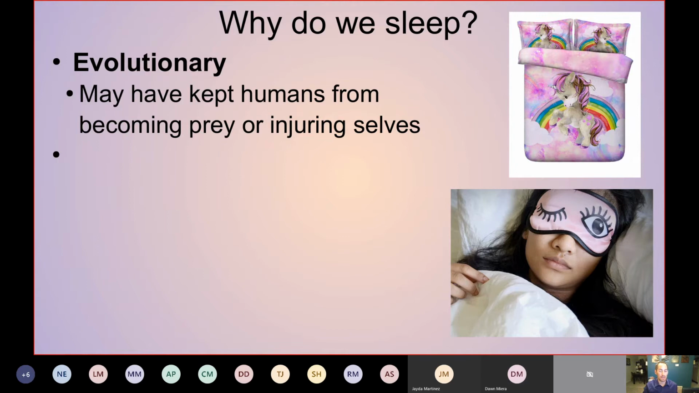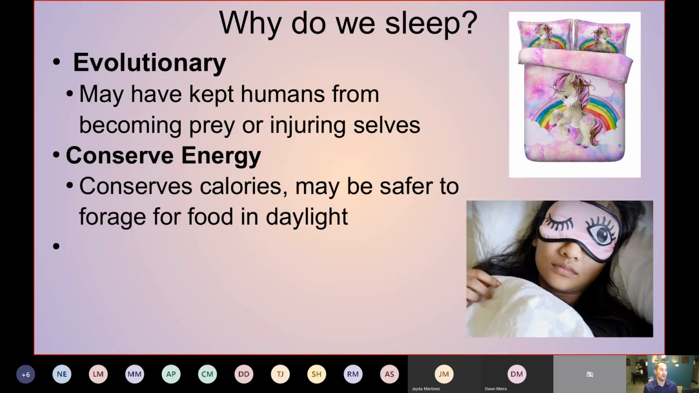So with this, there's not too much evidence on why we sleep. Most of it is hypotheses about why we sleep. So one idea is that evolutionarily, it might have kept humans from becoming prey or injuring ourselves at night. So even our pre-human ancestors might have had times of rest during the night so they didn't go wander and fall off a cliff or get eaten by saber-toothed tigers or something like that. So keeping us from becoming prey or injuring ourselves might be one reason that humans as mammals evolved sleep.